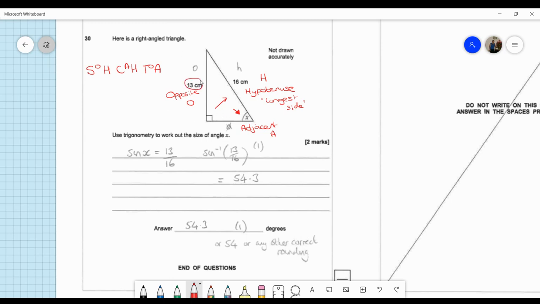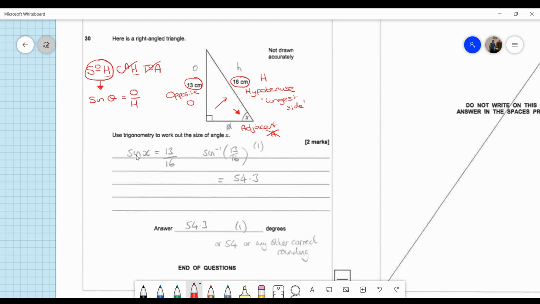Well, I know this side here is 13 and this side here is 16. So that's my opposite and my hypotenuse. The opposite is useful, the hypotenuse is useful, but the adjacent is useless. So anything with an A in it, I'm going to get rid of. And that means I'm now interested in this part of the formula. The formula for SOH is sine theta, which means angle, equals opposite over hypotenuse.